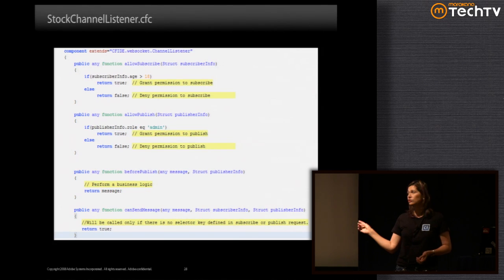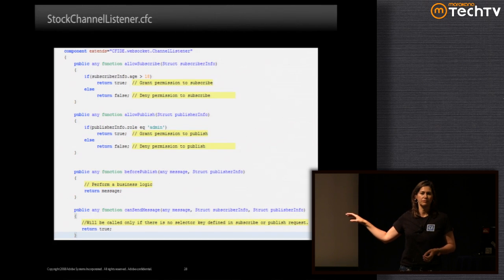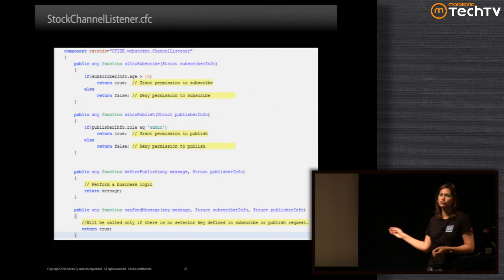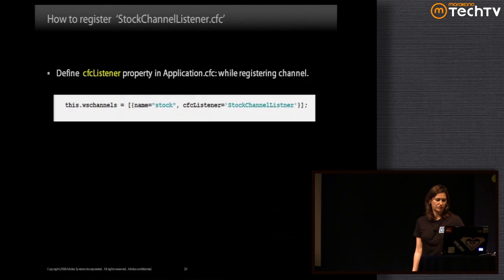And this particular can send message method is only called if, as we were talking about earlier, the selectors that we defined. If we do not have a selector defined for a particular user, then this method will be called. But otherwise, it will not be called. If you do have selectors already established for your users, then it will not go through this method.